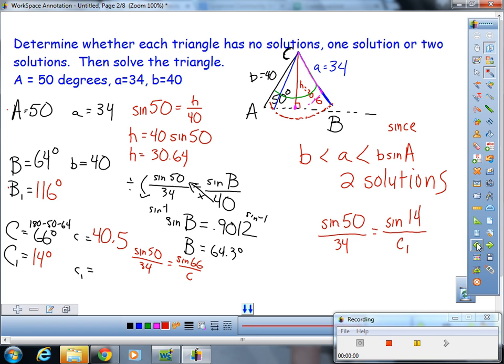Alright, so now we're here. How do we solve for C1? 34 times the sine of 14 divided by the sine of 50. You're going to have to practice putting that in your calculator right, or you're going to screw it up on the quiz. What do we get, Caitlin?